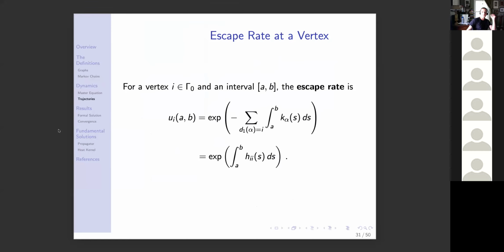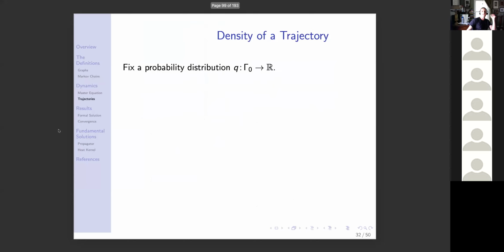So I have this escape rate. I can talk about the density, which is a probability density of a trajectory. In order to talk about this, we need to fix an initial probability distribution on the set of vertices. What's a probability distribution? It's just a function to the non-negative real numbers whose sum over all vertices, if we add up all the values of the function, we get one. Okay, so that's all it is. And if gamma naught is infinite, we're going to get an infinite series. We have to worry about what that means, but let's ignore that for now. Let's assume gamma naught is finite.